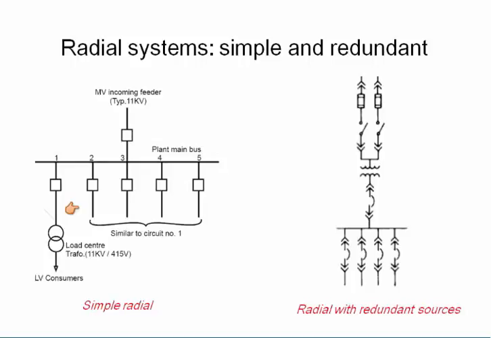So this is a simple radial where you have one line. This symbol is a circuit breaker symbol. Incoming circuit breaker, outgoing load circuit breaker. You have your transformers and other loads. If this line fails, all the loads are out of supply.